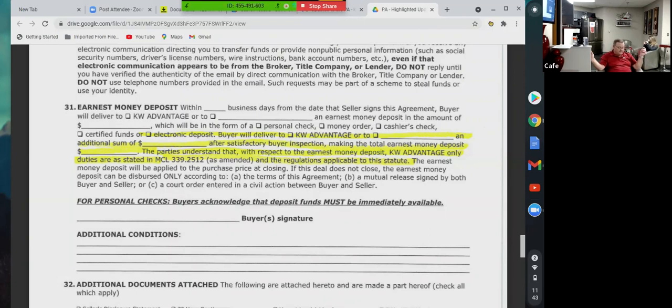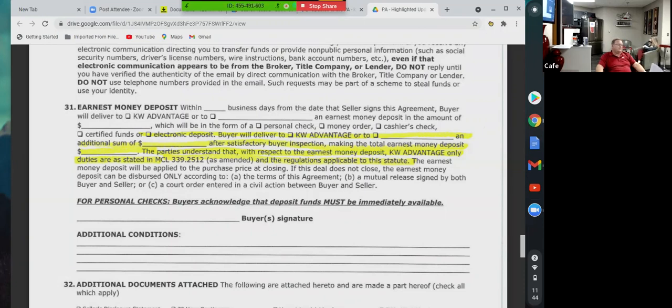Buyer will deliver to KW Advantage or to an additional sum after satisfactory buyer inspection, making the total earnest money deposit blank. Notice there's a second part in there now. Everybody used to do it after the inspection. Then I taught everybody not to do it after the inspection, to do it right up front. This gives you options. You can put your earnest money in right up front, you can wait till after the inspection, or you can do a combination of both.